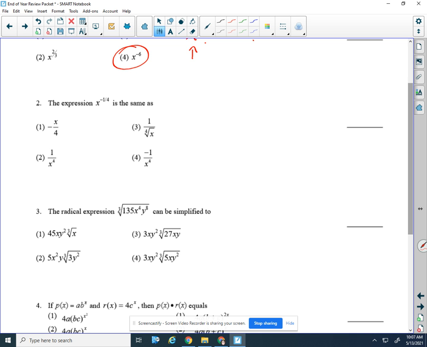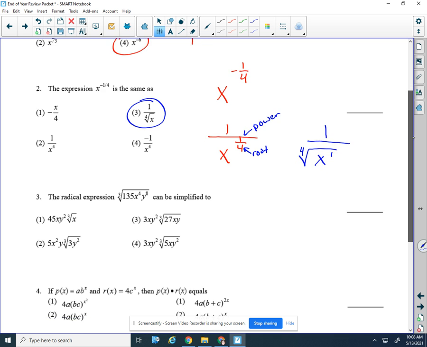So the expression x to the negative 1/4 is the same as what? First thing I'm going to do is get rid of my negative because I don't like them. So I'll put it in the denominator. Now remember, when you have a rational exponent, that's an exponent with fractions, the numerator is your power. The denominator is your root, like square root, cube root, fourth root. So I would write this 1 over fourth root x to the 1, which is number 3.